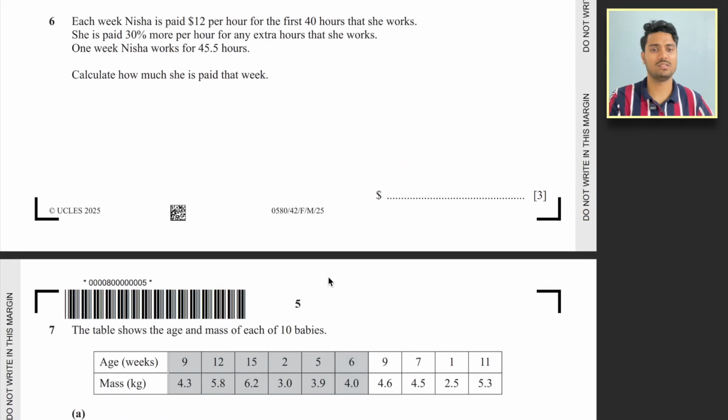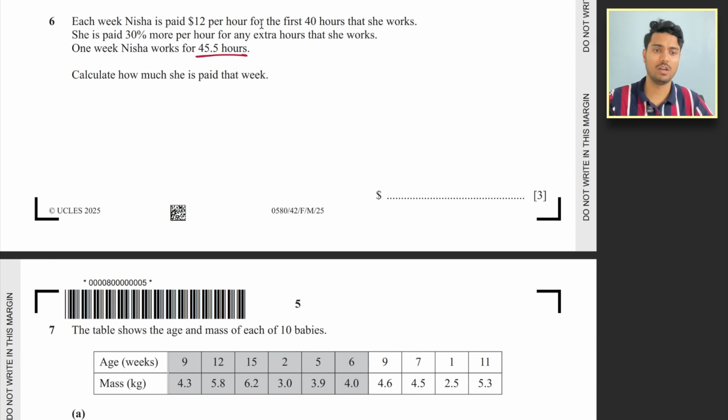Let's check question number 6. It says each week Nisha is paid $12 per hour for the first 40 hours that she works. She's paid 30% more per hour for any extra hour that she works. One week Nisha works for 45.5 hours. Calculate how much she's paid that week.